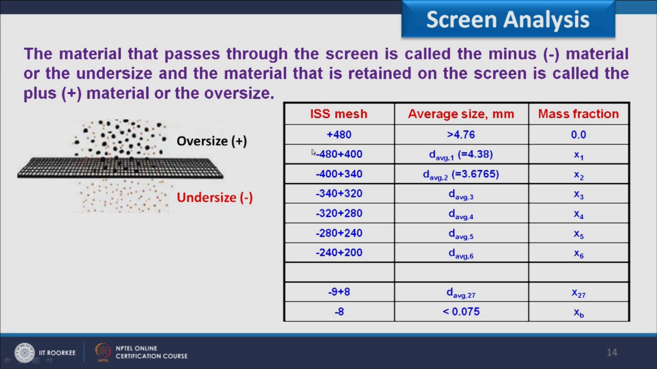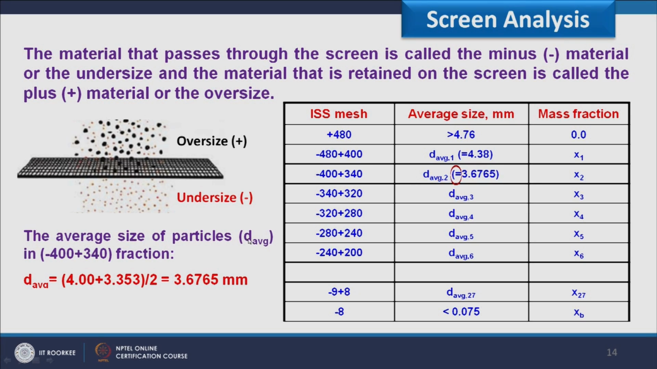Therefore, if I consider the second data of this, that is minus 480 plus 400, here you see the material which is passed through 480 and retained on 400 mesh screen, we can write in this manner minus 480 plus 400, and its fraction is x1. What is this D average? How we calculate this D average is the arithmetic mean of size corresponding to 480 and 400 mesh.